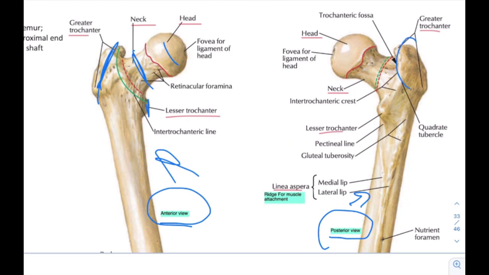Again, we have the greater trochanter, the lesser trochanter, the neck, the head, and right here we have a ridge, which is important for muscle attachment. It's called the linea aspera. It's right here. It kind of makes like a Y. So right here, there's the linea aspera. It's seen posteriorly because it's a posterior view. It's not located anteriorly. So always pay attention to the views when you're studying these structures.